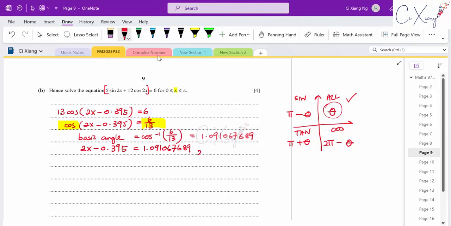And then I go to the second quadrant. Cos is negative in the second quadrant, therefore I don't want to answer from this part. Third quadrant, cos is negative. I also don't want to answer from this part. And the fourth quadrant, cos is positive, therefore I want to answer from this quadrant.